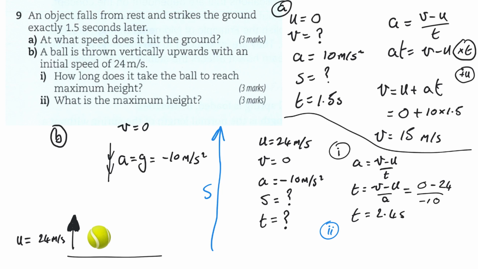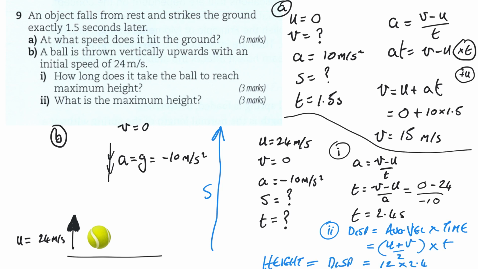And so the displacement is going to be the average velocity times time. So average velocity is u plus v over 2, and then multiplied by the time. So that's going to be 12, the average velocity of 24 and 0, times 2.4, which gives us 28.8 meters.